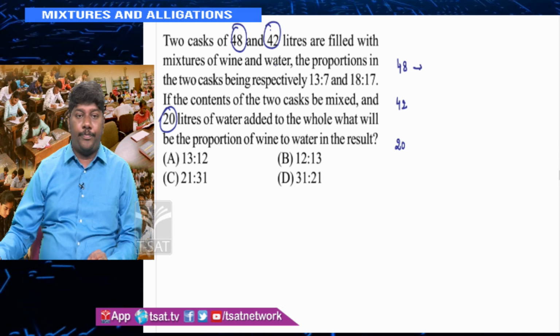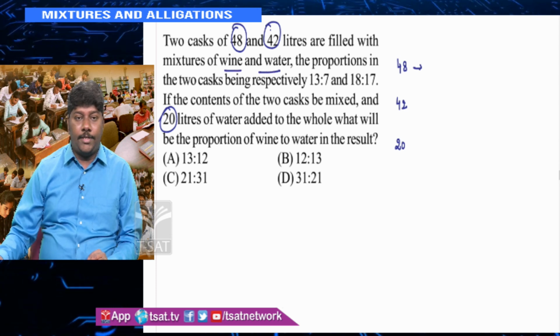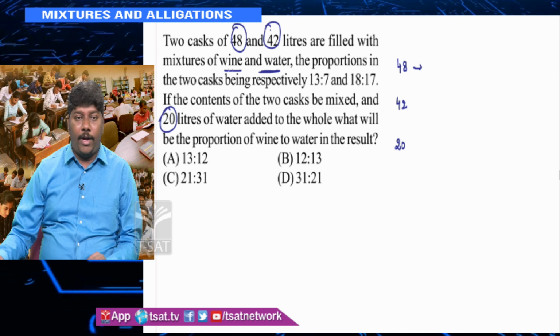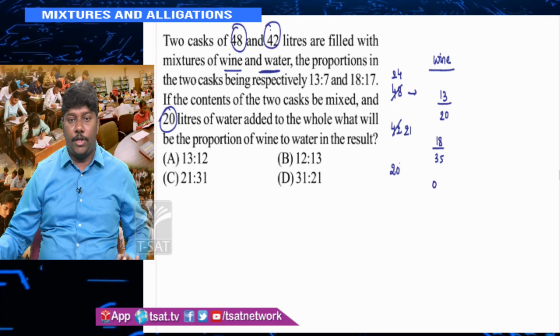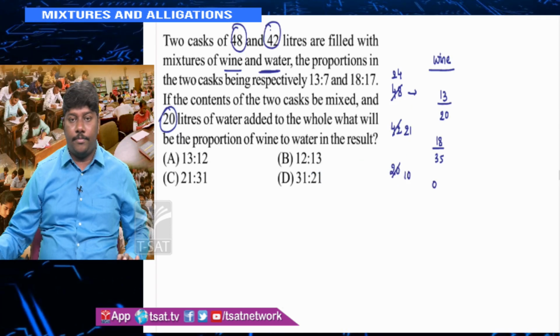Here I am considering wine and water, he says. I am preferring wine here. So what is wine in the first one? Wine in the first one is 13 out of 20. What is wine in the second one? 18 out of 35. What is wine in the last one? It is simply 0. Can I simplify this? Yes, you can simplify. 4 12s are 4, 2 24s are 2, 21s are 2, 10s are.